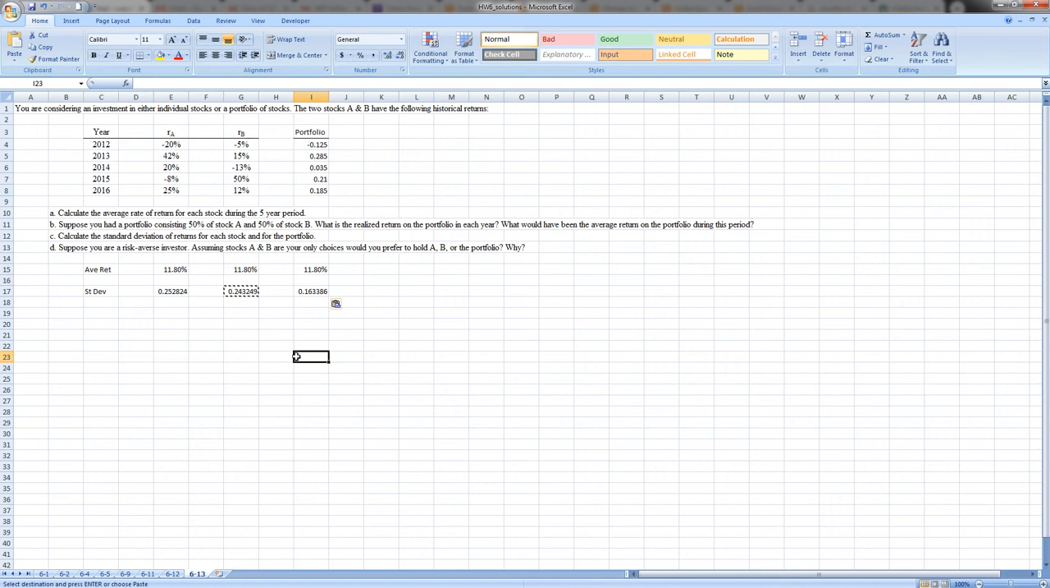Assume investing in A and B, would your choice be stock A, B, or the portfolio? Remember, our trade-off is risk versus return. Standard deviation is a measure of risk. So even though our returns are the same, we would prefer B over A, but we prefer the portfolio over either of the two individually. So we prefer B over A, but if we have the choice of the portfolio, we would choose to hold the portfolio because there's a much lower standard deviation.